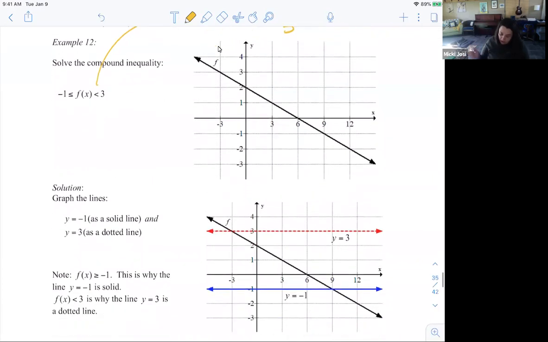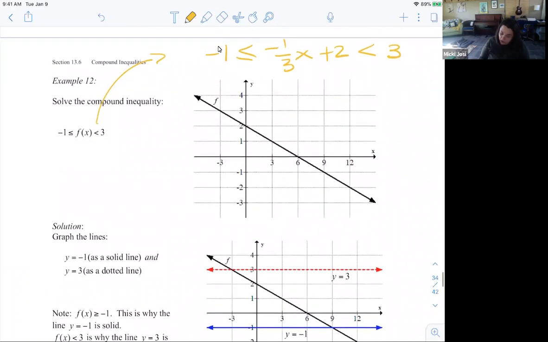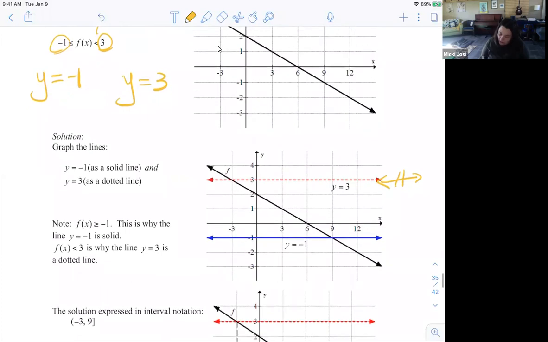So here what we're going to do is we're actually going to do two horizontal lines. Our first horizontal line will be at y equals -1, and our second one is y equals 3. And what you can see here, and this is already graphed for us, here's the vertical line, horizontal line, sorry, horizontal goes this way. Horizontal line, y equals 3, and here's the horizontal line, y equals -1, so we graph both of those.